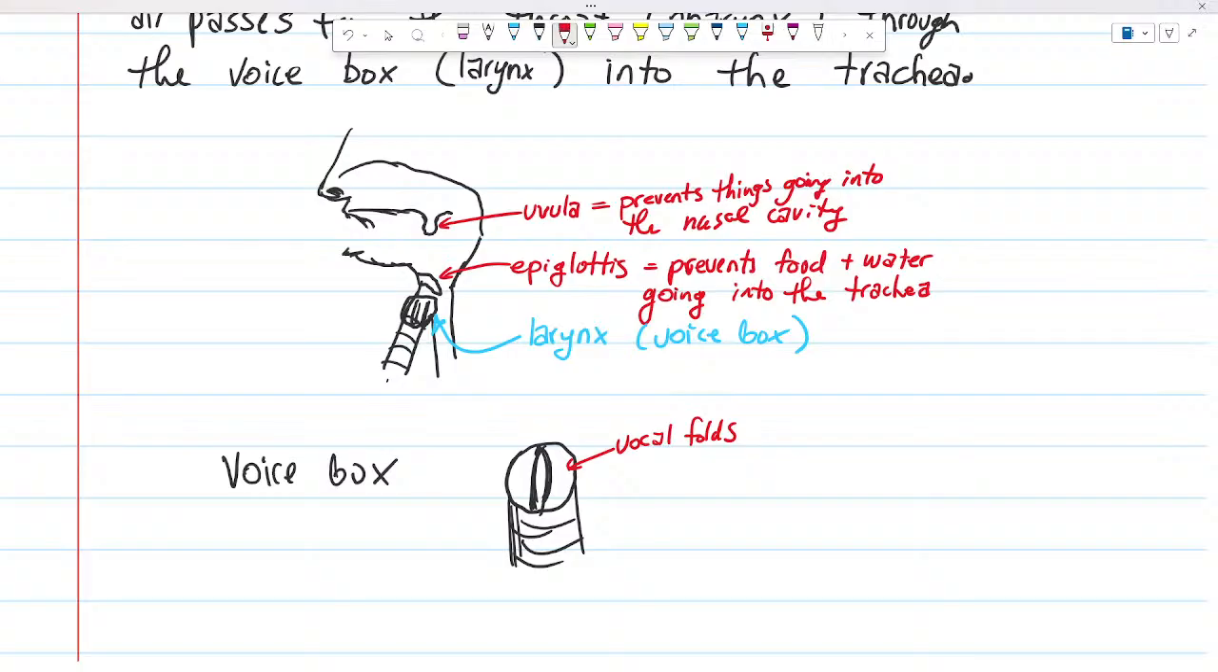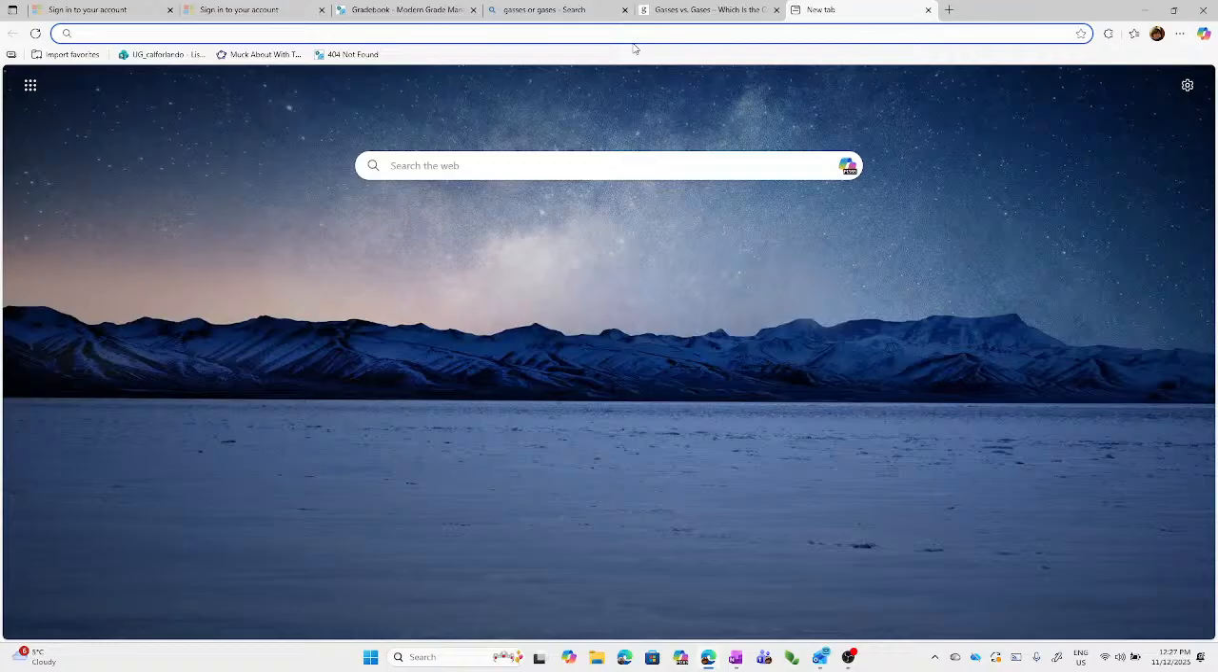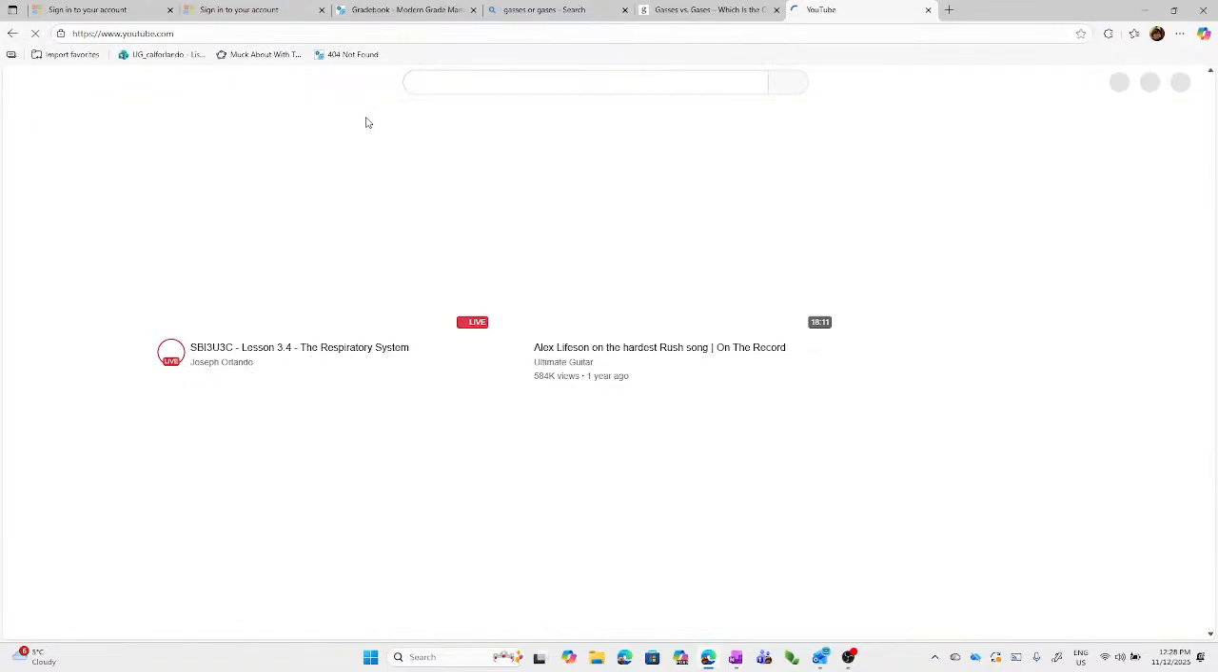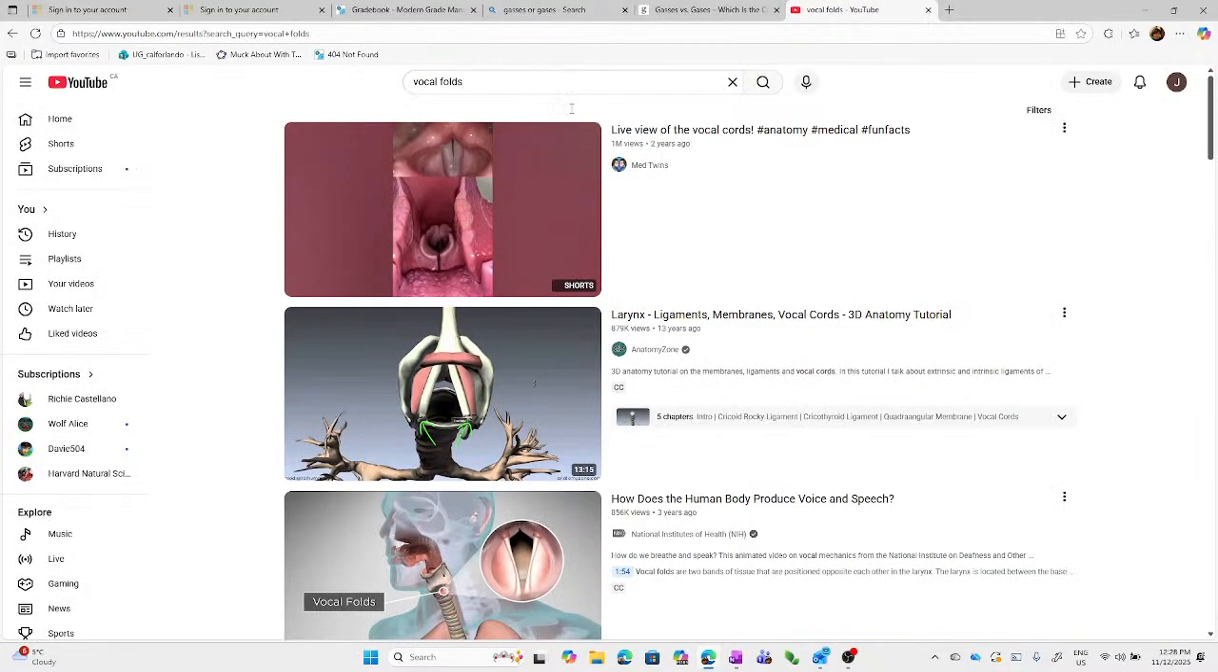But the vocal folds tighten and loosen to control pitch. So if you actually look at an endoscope video of the vocal folds in action, there we are.